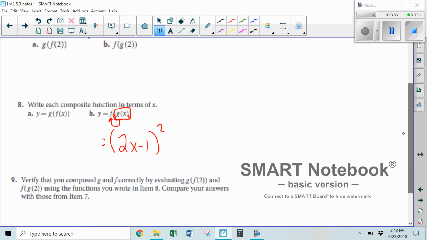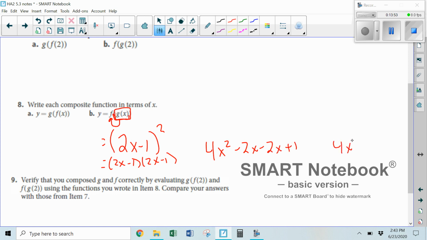And now I simplify. Again, it might help to write it multiplied by itself, because that's what squared is. Go ahead and simplify that out. You should get 4x squared minus 4x plus 1. All right, and then we're going to go to number 10.